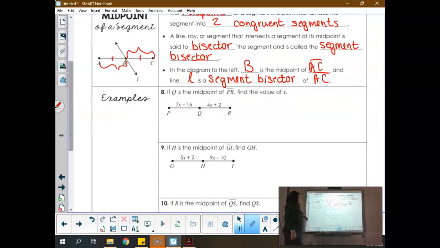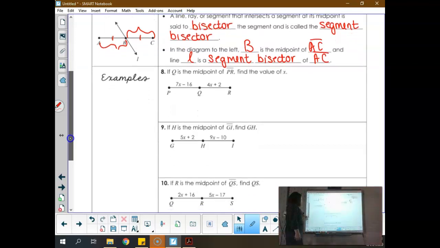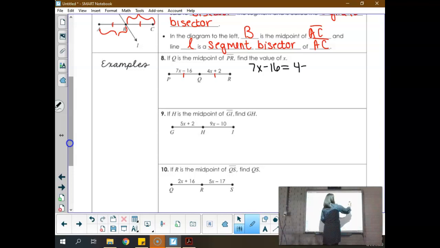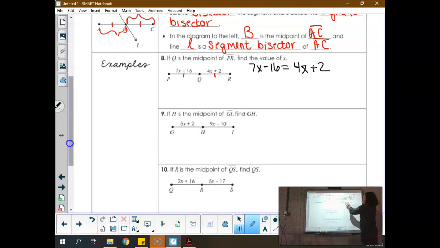Examples. It's literally the same thing we've been doing. Except now, when you know it's a midpoint, you can say that these two are the same. If I know that those two are the same, they are congruent, it also means that they are equal to each other. So I can say 7x minus 16 equals 4x plus 2. As long as it tells you it's a midpoint or a bisector, you can make the leap that these two are congruent.